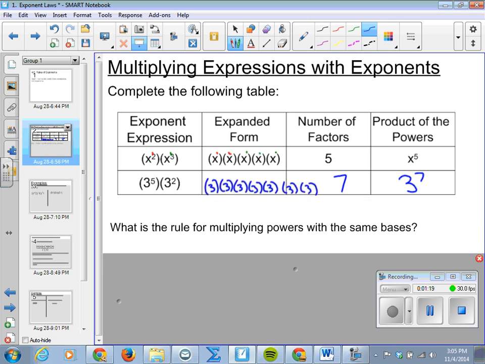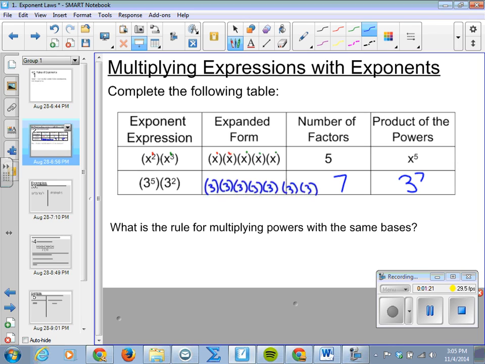So the rule we have, multiplying powers with the same base, all we have to do is add the exponents. Okay, because x to the 2nd times x to the 3rd, 2 plus 3 is 5, x to the 5th. 3 to the 5th times 3 to the 2nd, 5 plus 2 gives us 7. 3 to the 7th.